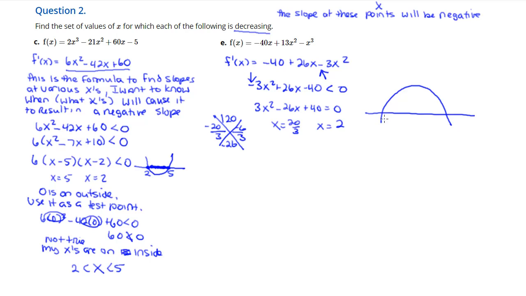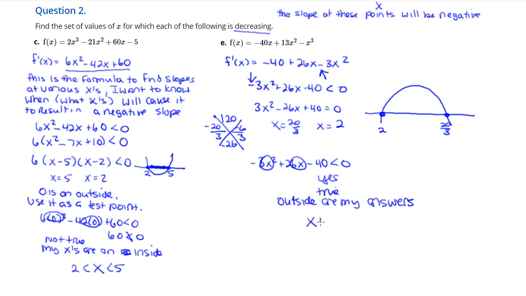Once again, I figure out where it is that the x's are going to result in the graph being less than 0. Well, you can tell visually that it's going to be outside, but if you want to, plug a 0 in, and you'll find out that, yeah, it's true that the outside points are going to work. And so I'm going to write this as an OR statement. My x's are greater than 20 over 3 or less than 2.